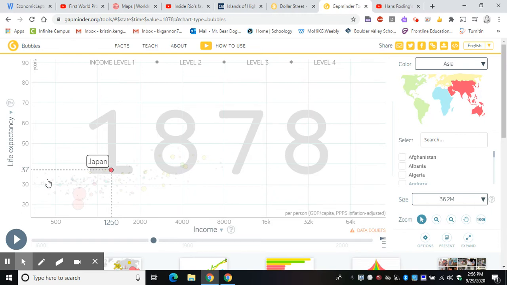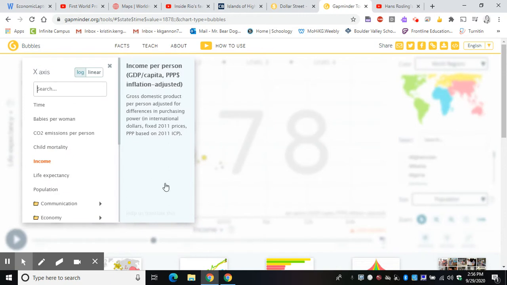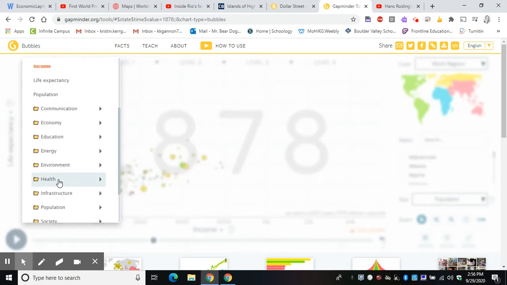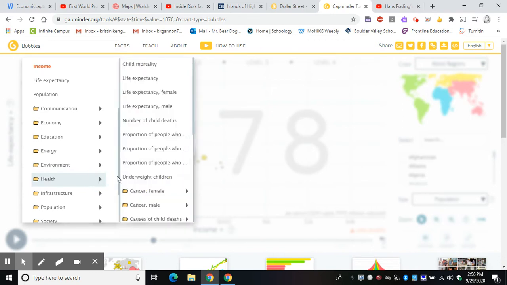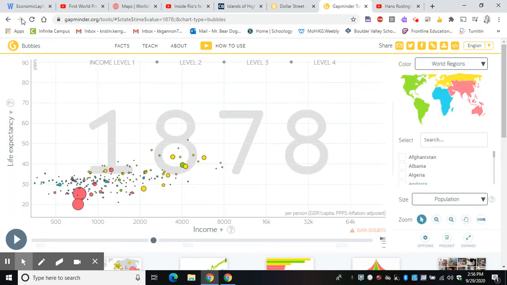And then you're going to track life expectancy, and you're going to mess around, and instead of income, you are going to do, I think, total fertility rate, which I believe is under health. And so you're going to change the data to mess around with Gapminder. That's going to take you some time.